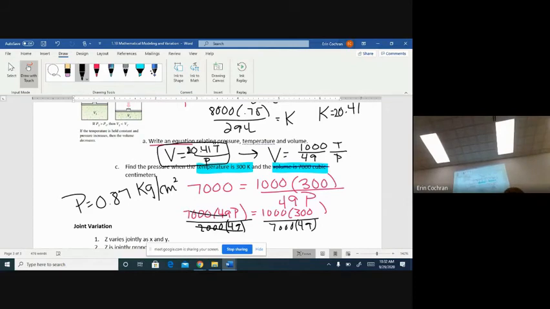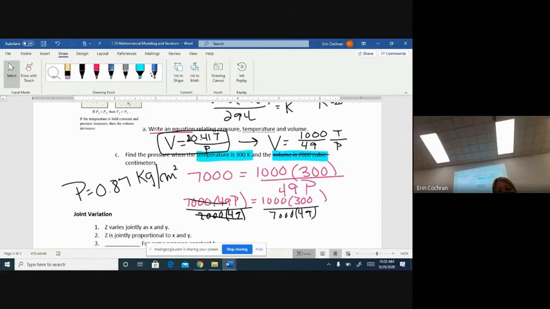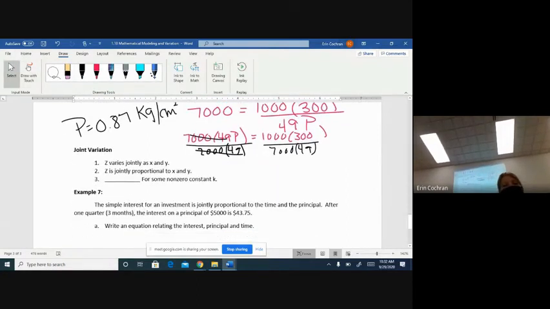And that's just solving an equation. Are you guys okay with that? Okay. Any questions? All right. Then our last one here is our joint variation.